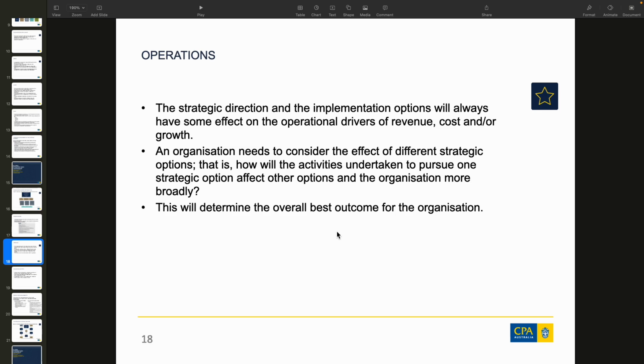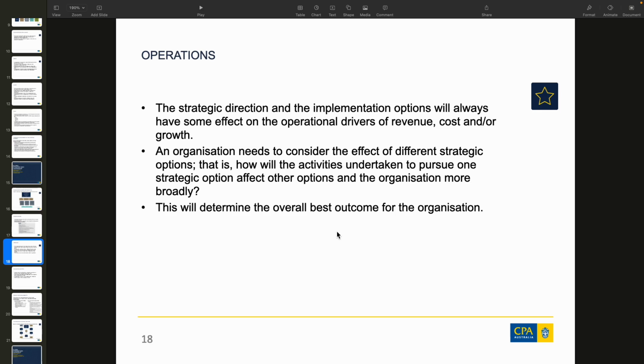You decide to work harder over time, your studies will be compromised. If you decide to relax and enjoy more TV and watch all the serials, your studies are also affected. Either way, one option causes the other options to have a problem. Got it? So remember, you have to consider the effect of different options. That is, how will activities undertaken to pursue one option affect other options more broadly?